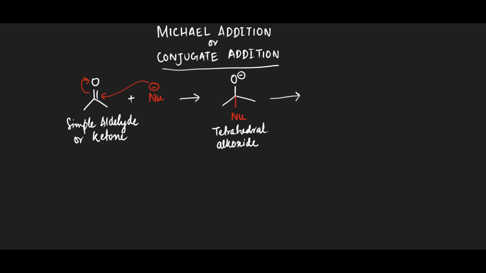The next step is the protonation on oxygen to form the alcohol product. If we compare this product with reactant, we can clearly observe that hydrogen and nucleophile have been added on adjacent carbons, marked here as 1 and 2. This type of addition reaction on adjacent atoms is called 1,2 addition reaction.